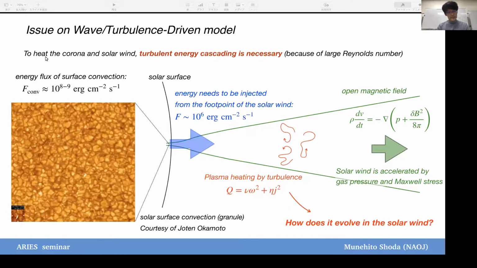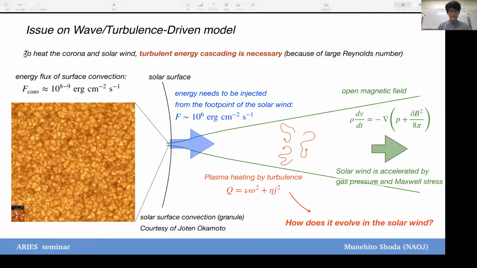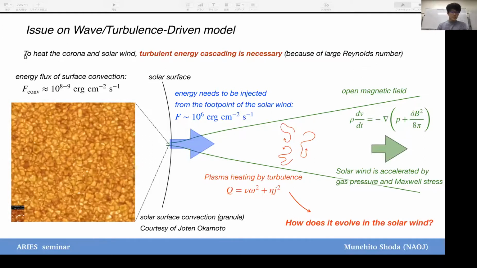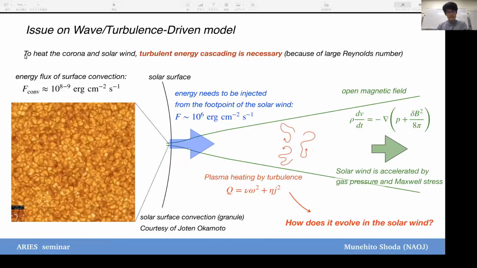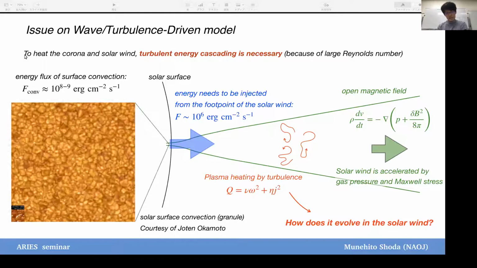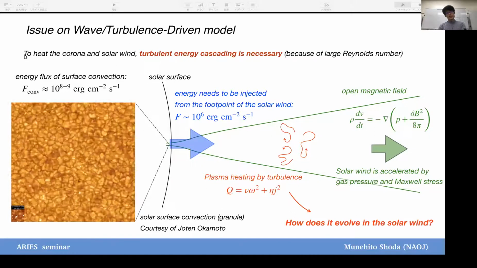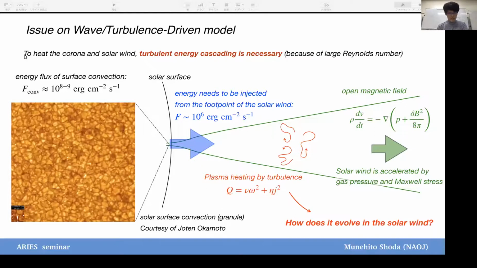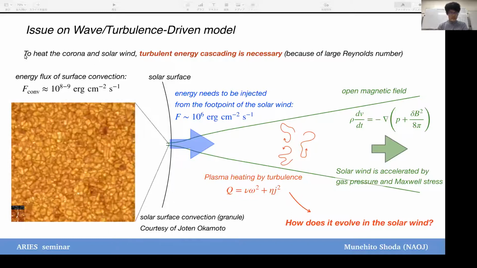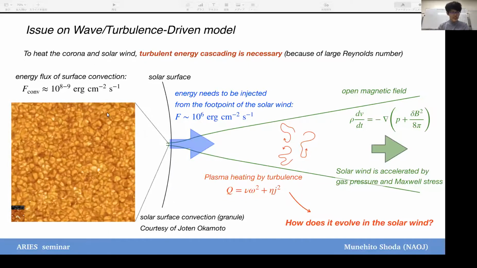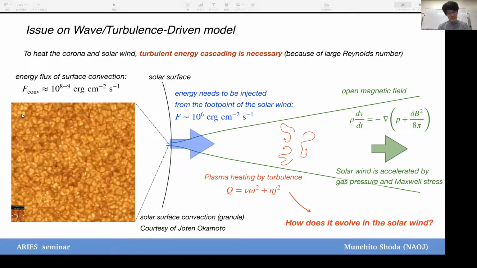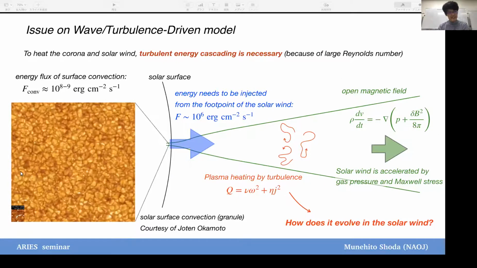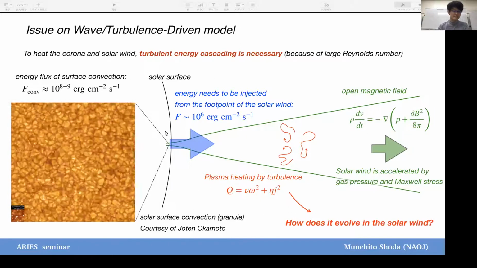This is a schematic picture of the wave turbulence-driven model. So one difficult problem in the wave turbulence-driven model is the evolution of turbulence in the solar wind. So again, the energy source of the solar wind in this model is likely to be the surface convective motion, the animation of which is shown here. This is actually taken by Hinode SOT. It's a very clear movie.